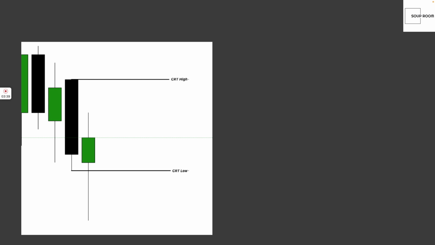Right here, we have a CRT high and low. The high and low of this candlestick right here. We souped the range low. Pause the video and tell me what's going to happen next.